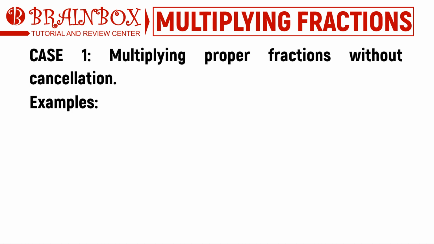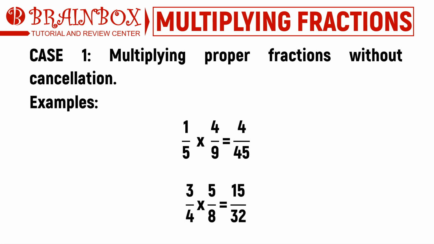For our first case, we have to simply multiply the numerator and the denominator. In the first example, we arrived at the product of 4 over 45 by multiplying the numerators 1 and 4 and the denominators 5 and 9. The same process is applied to the second example. Since this is a case which does not involve cancellation, the products are assumed to be in the lowest terms.